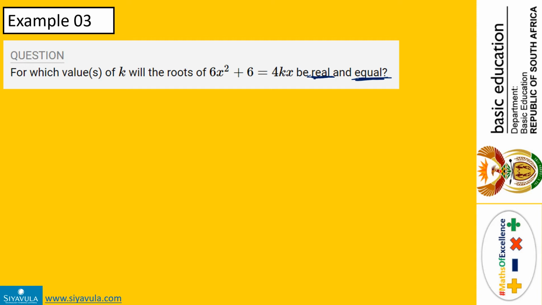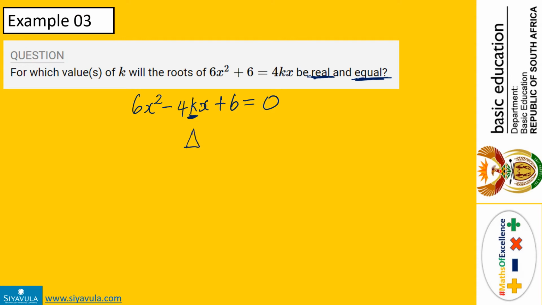Before answering this, let's write it in the proper standard form for a quadratic equation. We transpose 4kx, so it will be 6x squared minus 4kx plus 6 is equal to 0. Now our equation is in the right standard form, ax squared plus bx plus c equals 0. We need the values of k, this unknown, for which the roots will be real and equal. What is the condition for delta when we say the roots are real and equal?